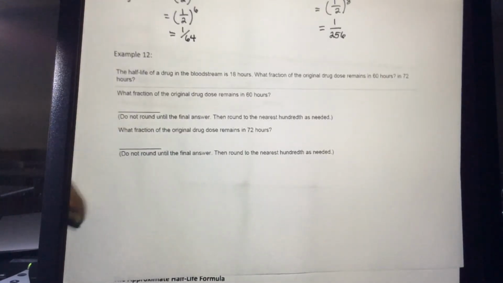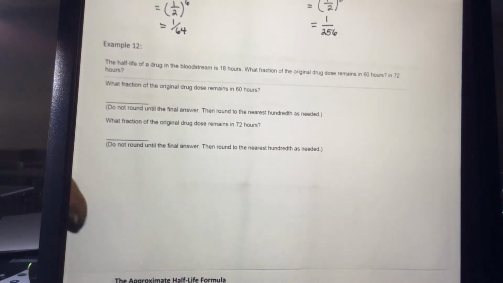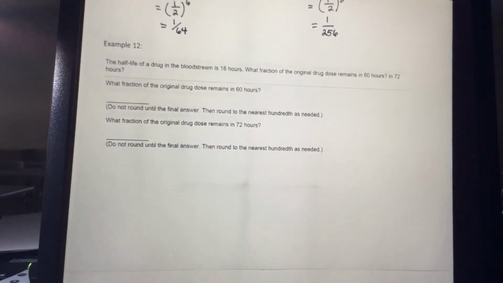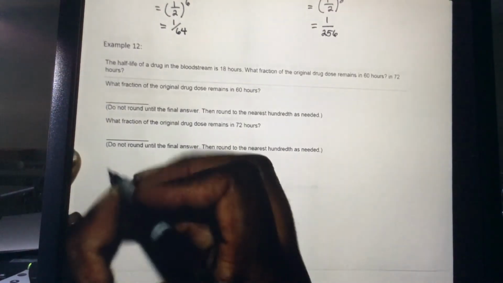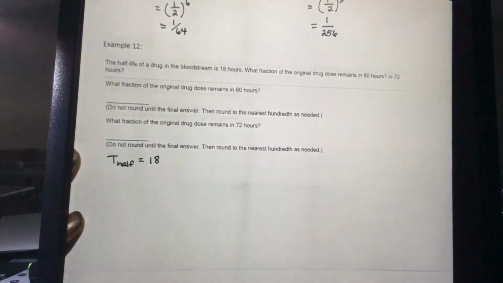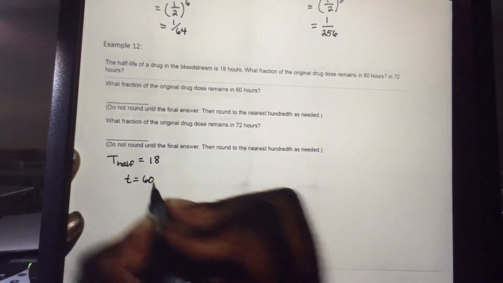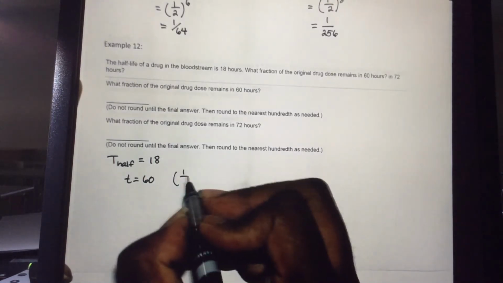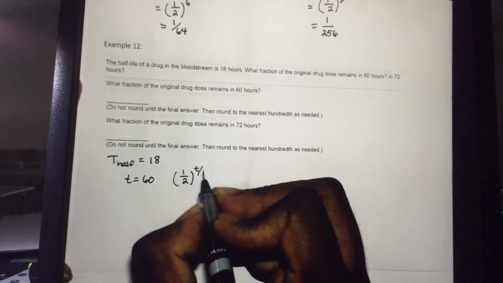Okay, let's look at another example of this. The half-life of a drug in the bloodstream is 18 hours. What fraction of the original drug dose remains in 60 hours and in 72 hours? Okay, so we're told what the half-life of a drug in the bloodstream is. Your t sub half is 18. So now, let's say after 60 hours, that's your lowercase t. And we're still going to use the factor from that formula that I showed you, 1/2 raised to the t divided by t sub half.